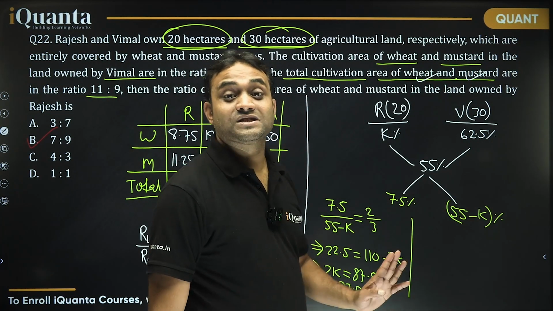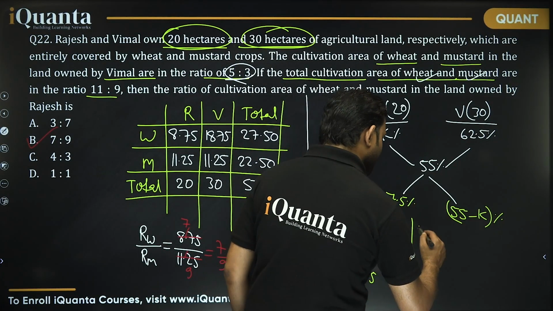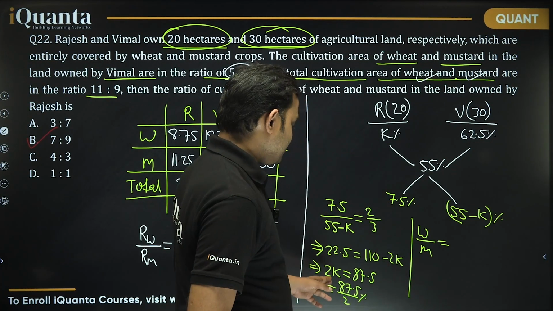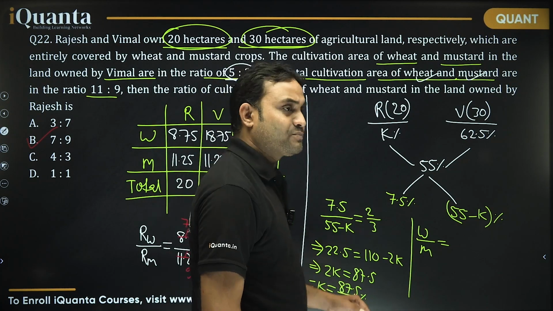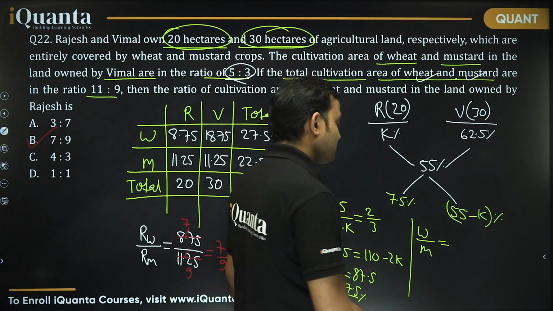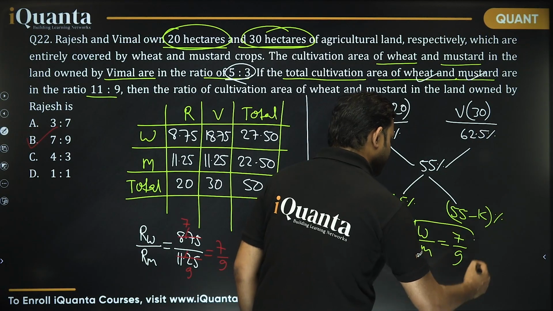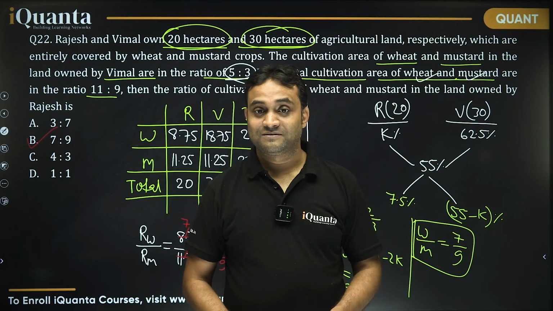This is the percentage of wheat out of total land, right? So wheat upon mustard. If wheat is 87.5 by 2%, 87.5 is 7 by 8, so that will be 7 by 16 overall. So if this is 7, this will be 9. Okay, so we can also solve this question using alligation. All right.